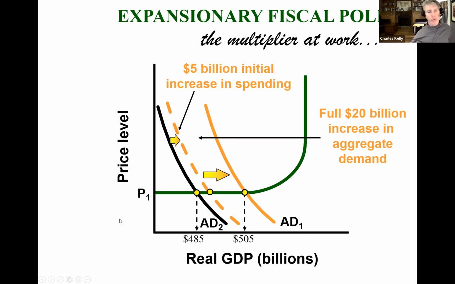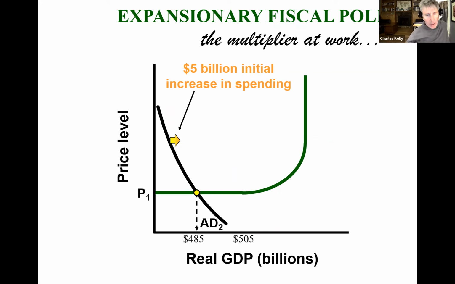Now, the government can also cut taxes. But here's a really important idea. If the government cuts taxes by $5 billion, right, all hardworking Americans get a tax cut, they're going to get a rebate, or their tax is going to be lowered in their check.